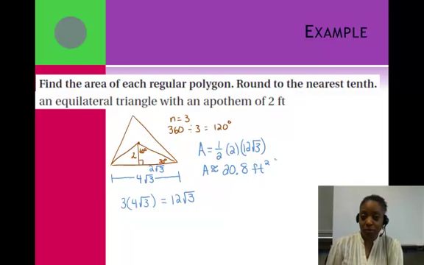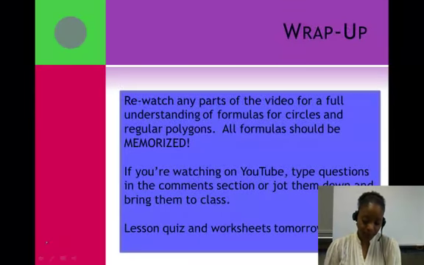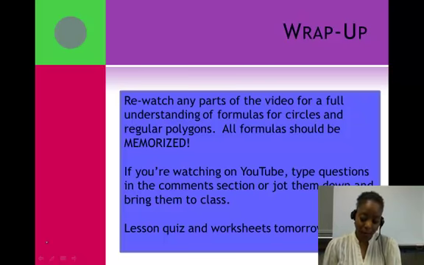So we've done 3 examples now, one where they give you the side length, one where they give you the radius, and one where they give you the apothem. All right, make sure you rewatch any parts of the video to make sure you understand the formulas for circles and regular polygons. Again, as in the last lesson, all formulas should be memorized.